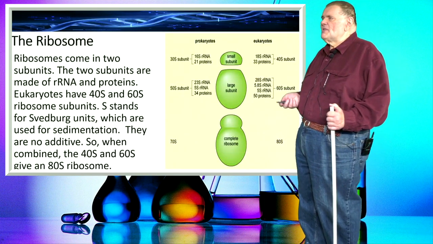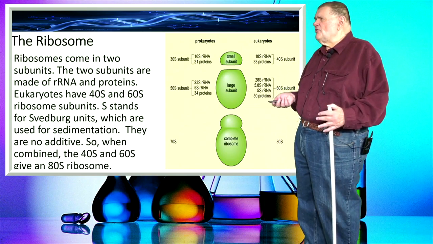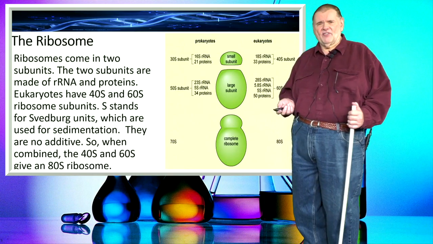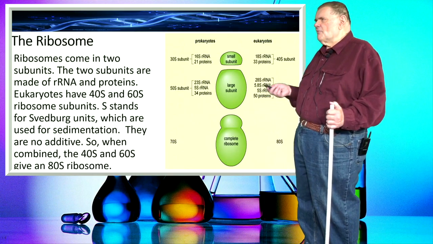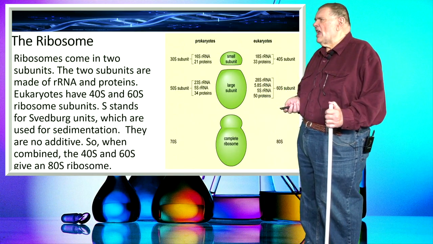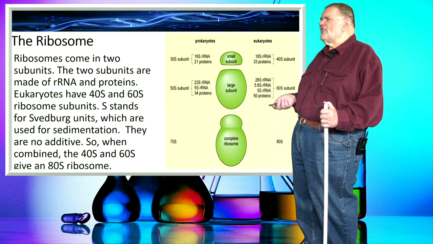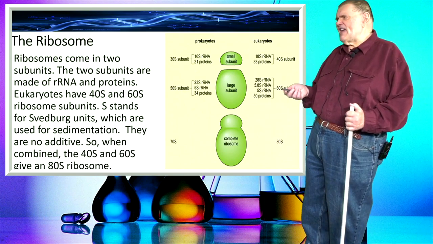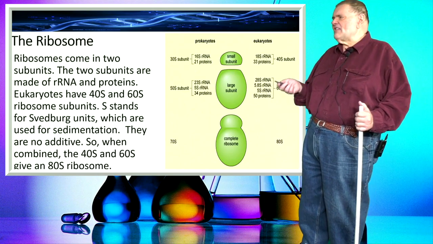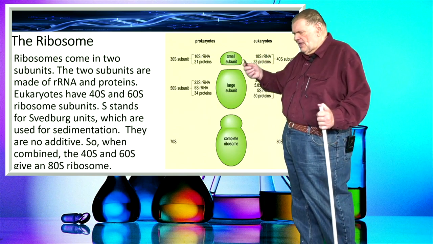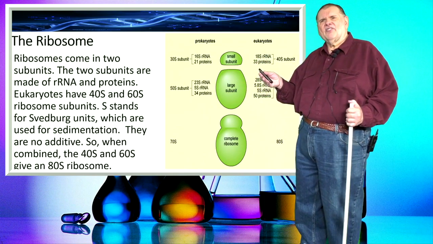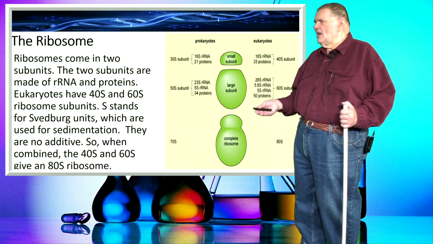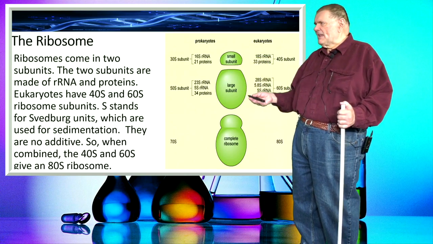The ribosomes come in two subunits. The two subunits are made of ribosomal RNA and proteins. Eukaryotes, ones with cells with true nucleus, have 40S and 60S ribosomal units. S stands for Svedberg units. That's the measurement of sedimentation, of how fast it moves through a liquid, sedimenting out.